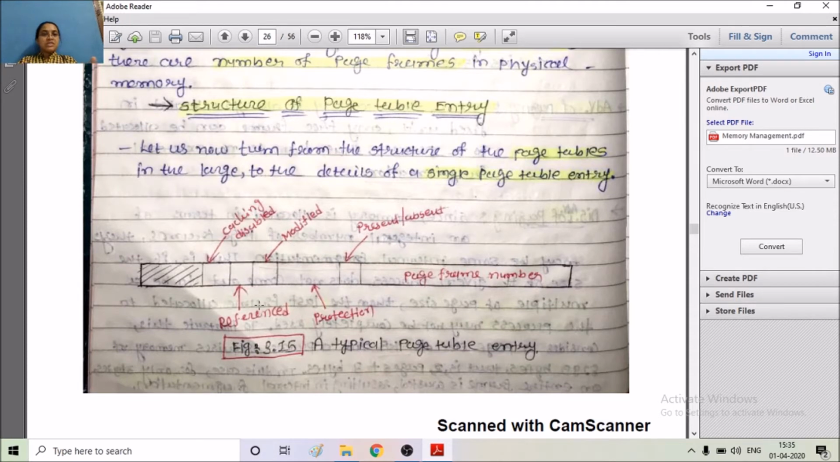Now we were talking about the page table. Let us discuss in detail a single entry of that page table. Which kind of fields does it contain? Actually, it is machine dependent. Fields may vary from machine to machine. But here we are discussing some common fields which are used in each and every machine, right? So let us discuss a single page table entry in detail.